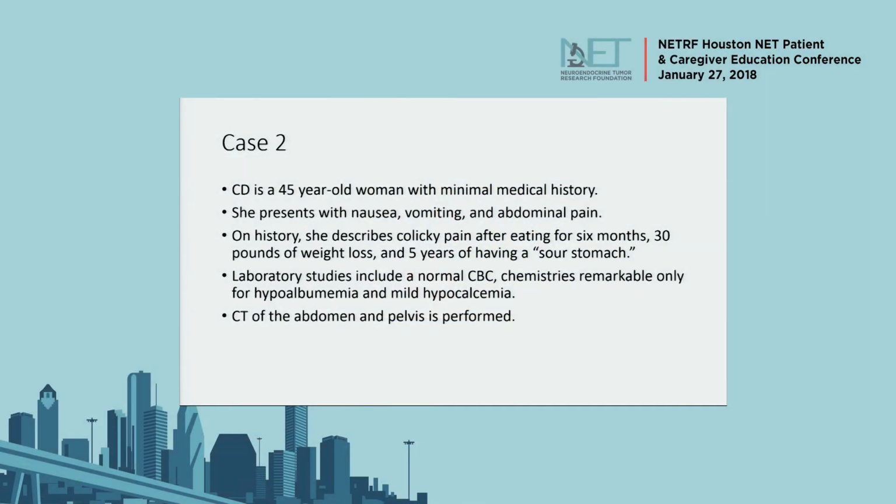So now we have a 45-year-old woman, again very healthy, this time with some nausea, vomiting, and abdominal pain. But on history, she actually has a more subacute story. She tells us that over the past 6 months she's been having this colicky abdominal pain after she eats. She's lost about 30 pounds in this time, and says, doc, come to think of it, over the last maybe 5 or 6 years, I've just had a sour stomach.